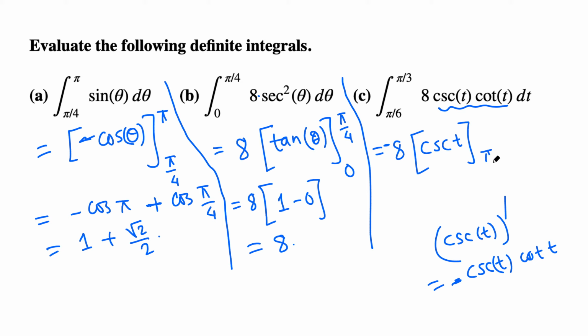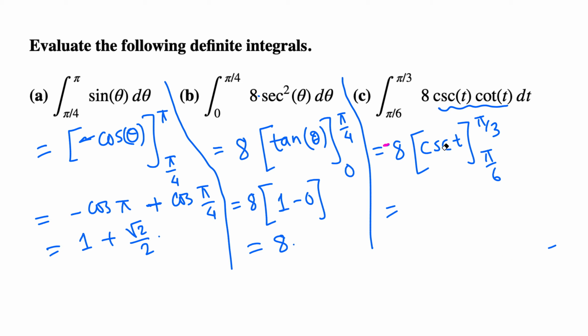Now from pi over 6 to pi over 3. Okay, when there is no negative, then it goes negative there. So that negative is here, by the way. Now let's evaluate this, and we are done. Cosecant t at the upper limit pi over 3, and cosecant t at the lower limit pi over 6. So negative 8 outside, cosecant pi over 3 minus cosecant pi over 6.